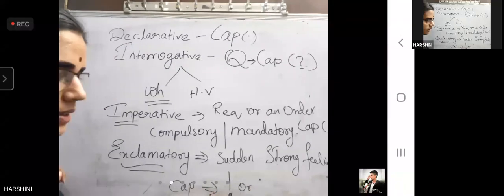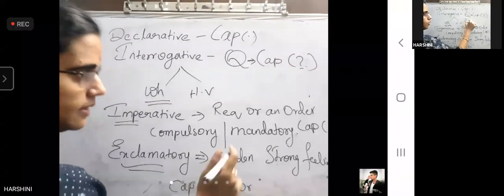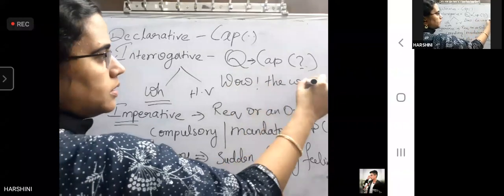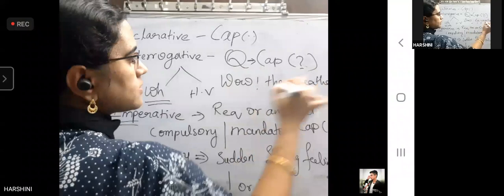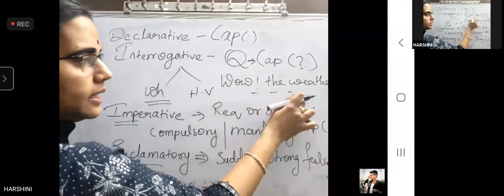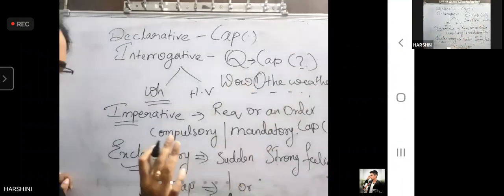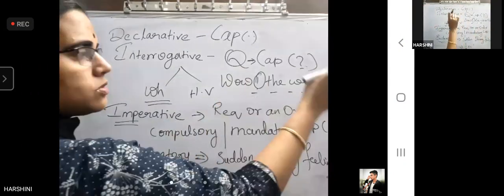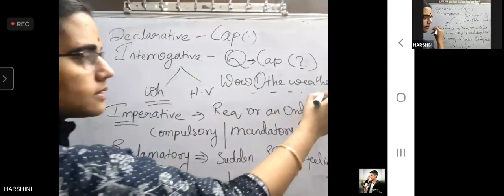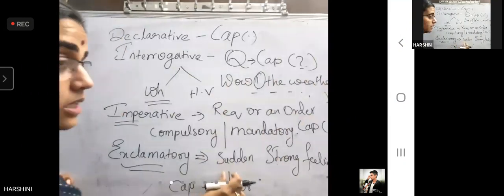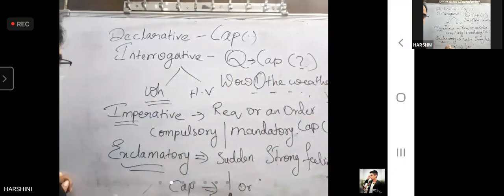It doesn't always end with an exclamation. For example, "Wow, the weather is cool." Here you put the exclamation in the beginning and ended with a full stop. But there will be an exclamation in the sentence, either in the middle or at the end. "The weather is so beautiful!" Then you put an exclamation at the end. So you can't say it ends with an exclamation mark, but an exclamation will be present in this sentence to show that sudden surprise.